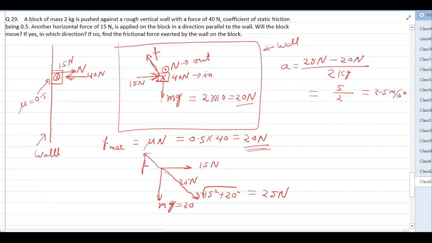The main thing to notice here is, if you do not apply the external force of 15 Newton, then friction acts upward, because the force trying to move the object is 20 Newton downward, the gravitational force. But once you apply one more external force of 15 Newton, mg and 15 Newton make a resultant force of 25 Newton in this direction. So the friction is going to act opposite to that, just in the opposite direction of 25. So 25 minus 20 by 2. Okay, so in this way we can write. That will be 2.5 meter per second square.